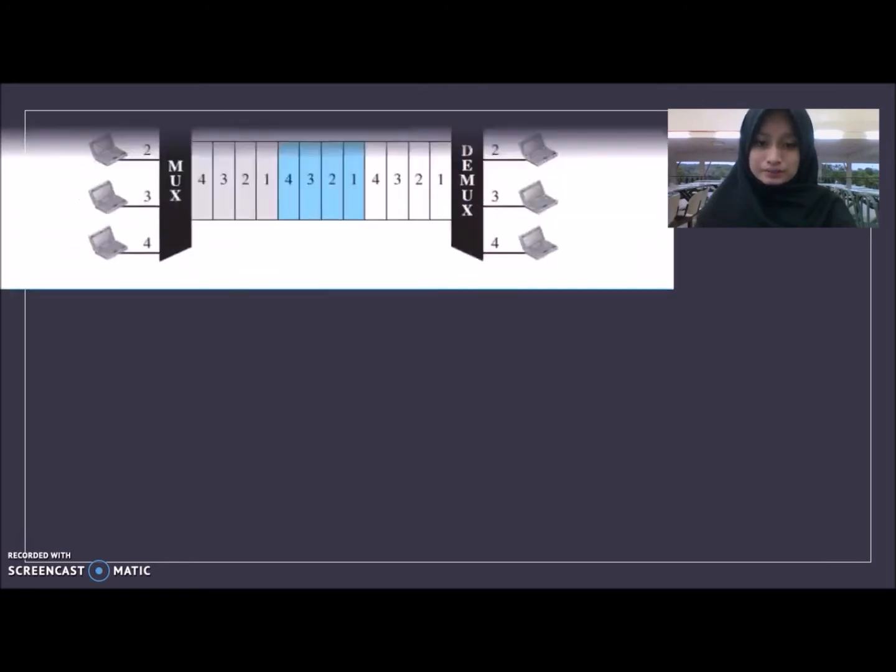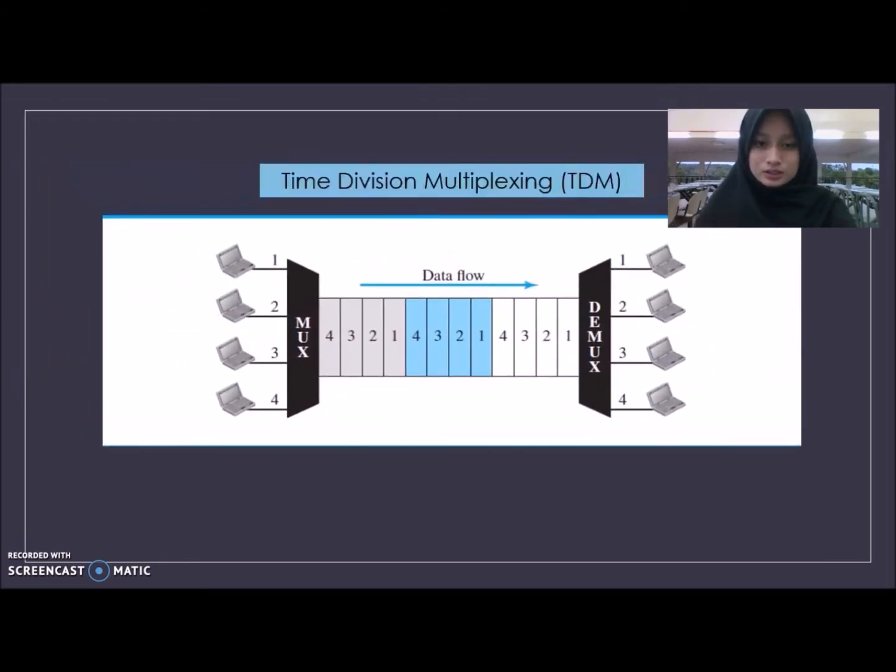So, this figure will give a conceptual view of TDM. Note that the same link is used as in FDM. Here, however, the link is shown sectioned by time rather than by frequency. In the figure, portions of signals 1, 2, 3, and 4 occupy the link eventually.